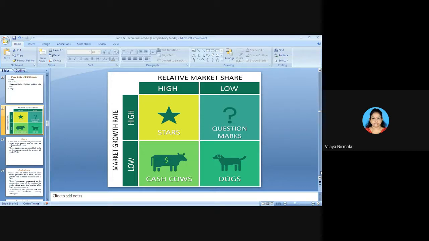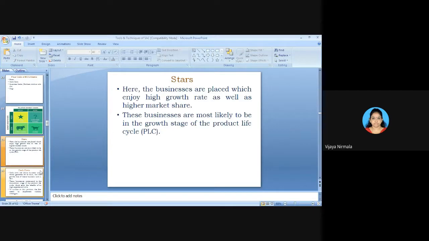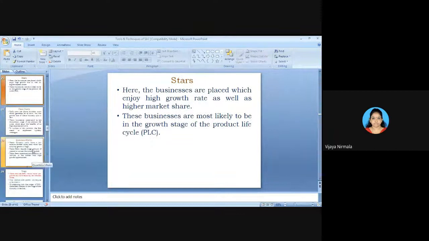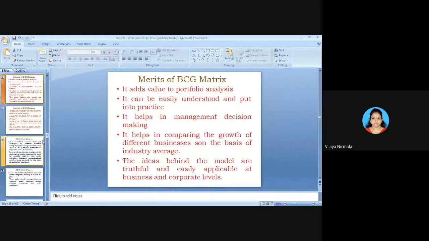So the firms fall into these four classifications: stars, cash cows, question marks, and dogs. I think you understood. If you have any queries, you can ask me, or else we'll wind up this session. In tomorrow's session we will discuss the merits of the BCG matrix. And later on, we will discuss the GE nine-cell matrix in the next class.